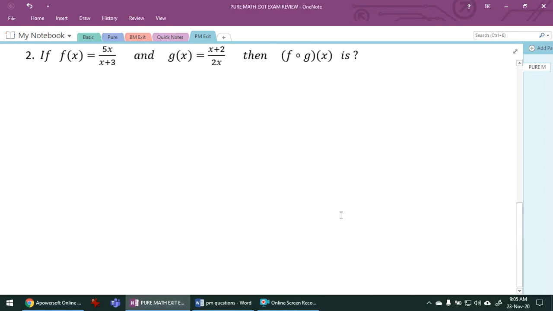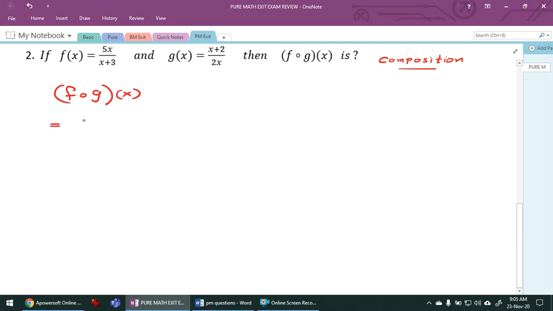Question number 2. If f(x) = 5x / (x + 3), g(x) = (x + 2) / 2x, then we have to find f composition g of x. This small 0 is called composition. Okay, now we have to find f composition g of x. So how will you write?